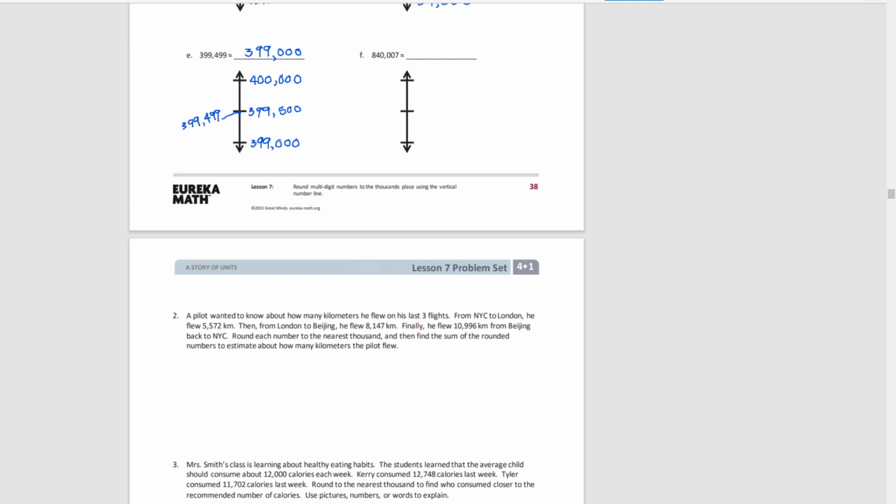Okay, pause the video and try F. So at the low end, we have 840,000. One more thousand would be 841,000. Our midpoint would be 840,500. And this is barely above the 840,000, 840,7. So it's much closer to 840,000 than to 841,000.